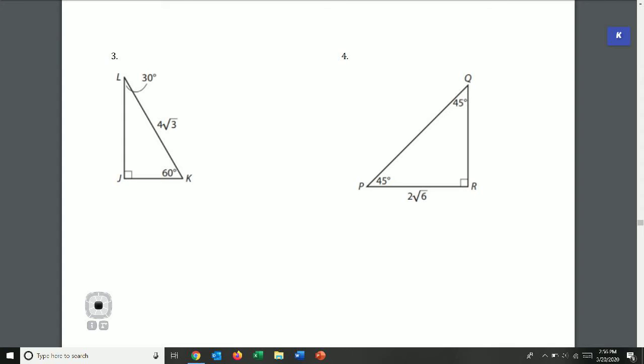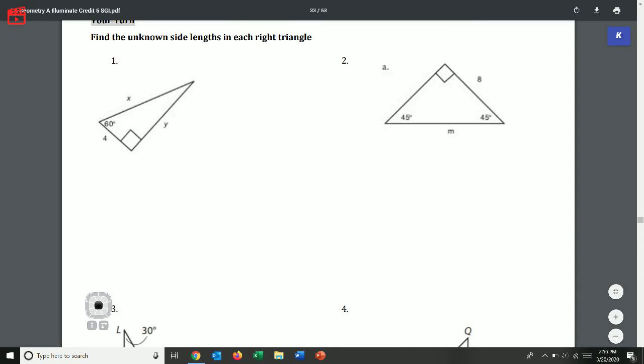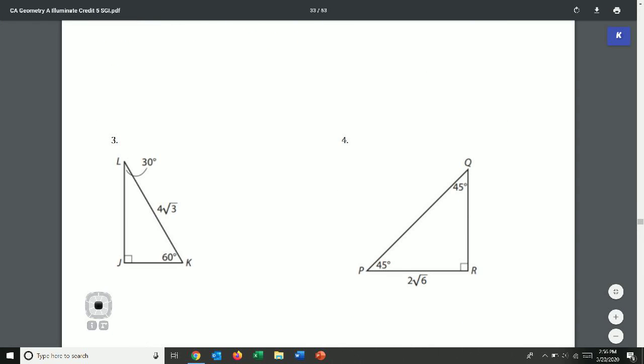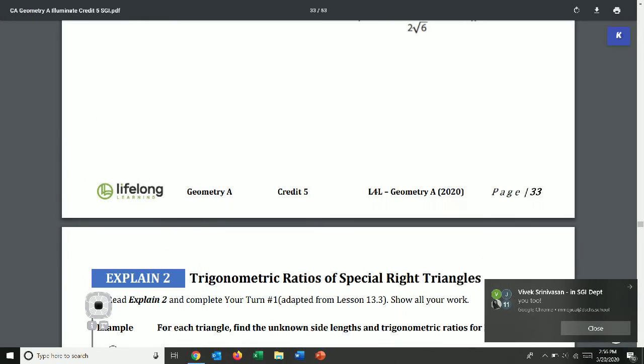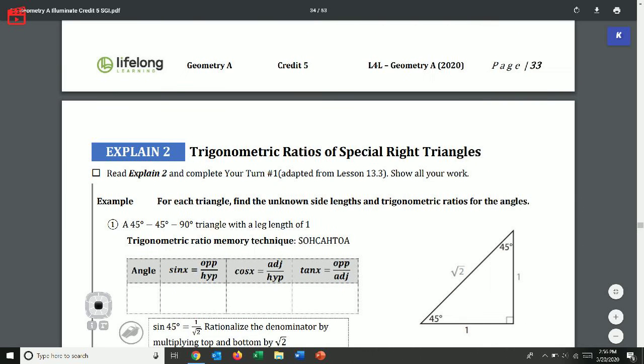So try the other two problems on your own. Try problem number 2, problem number 3, and then we're going to start the next part of this lesson: how to use trigonometric ratios of special right triangles.